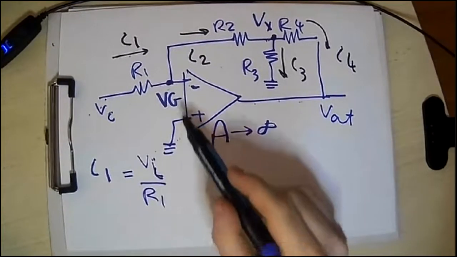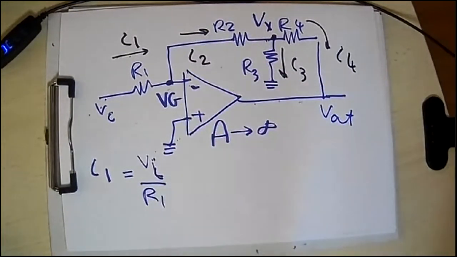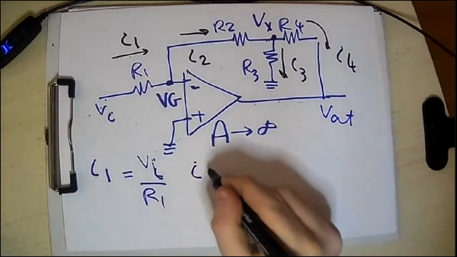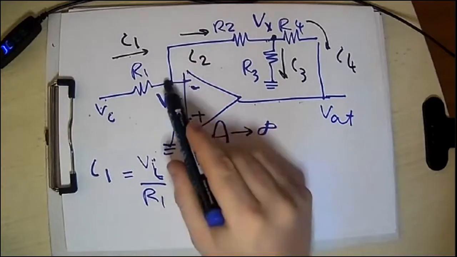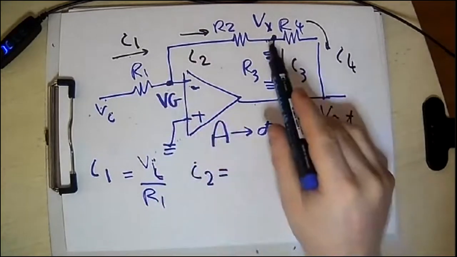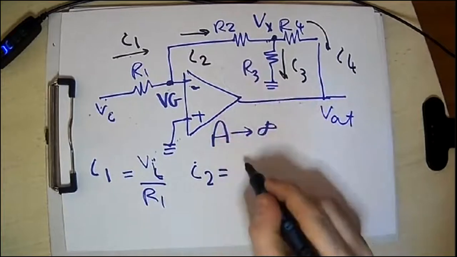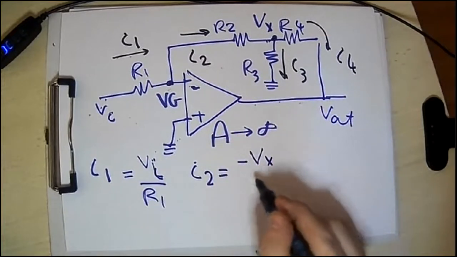Then, what about I2? I2 is equal to 0 minus Vx over R2. So it's minus Vx over R2.